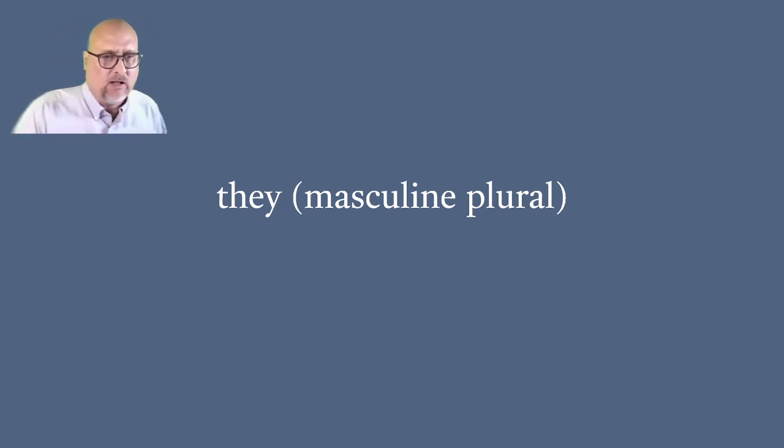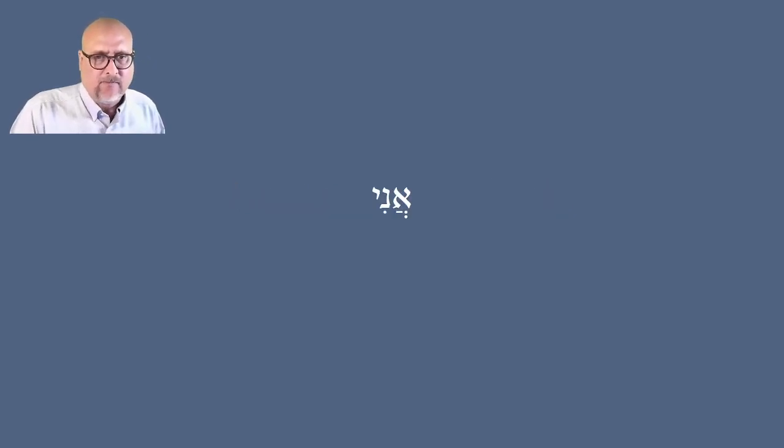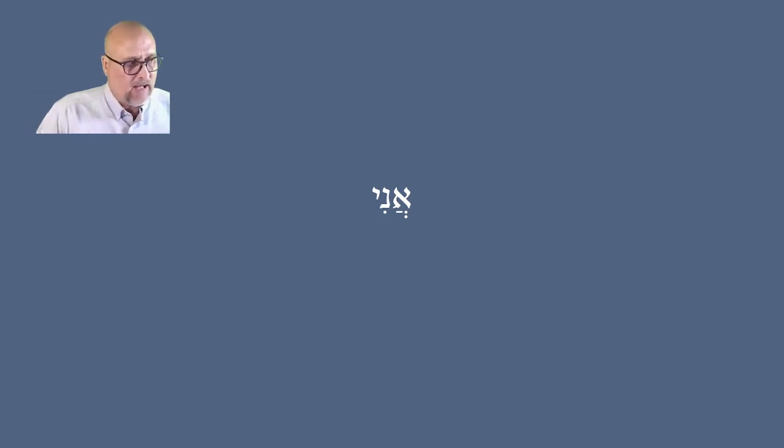So if it's a subject, it would be they, but if it's an object, it's them. Ani is how you say the word I, and there's no difference in Hebrew if the I is a man or a woman. So there's just one word I.